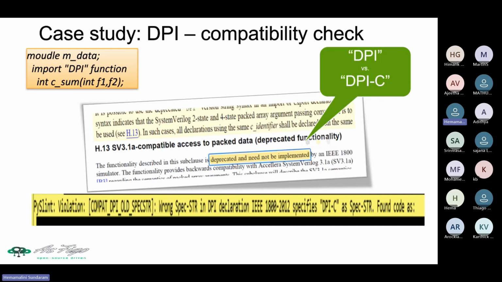The basic idea here is that because a C function is being called from SystemVerilog, when you use the linter, it says that here is a problem. So we catch it early. And what is the problem? That instead of DPI, you could use DPIC, because you're calling the C function there. So this is a wrong spec string in the DPI declaration. According to IEEE 1800/2012, it specifies DPIC as the spec string.